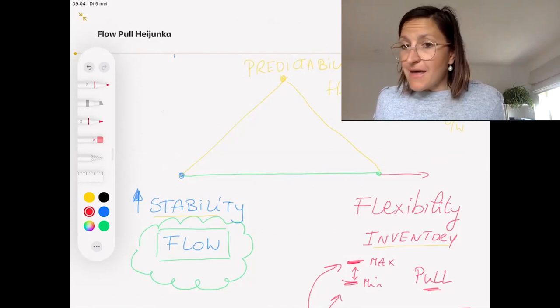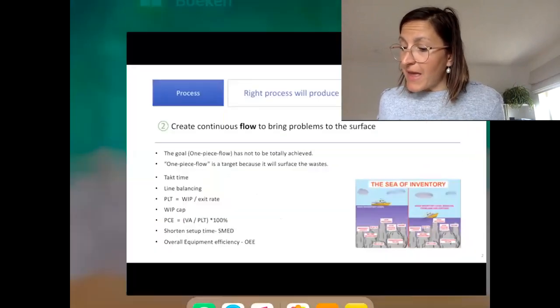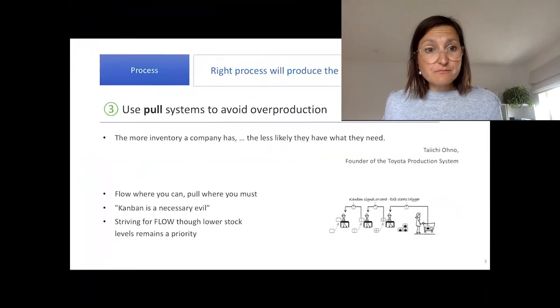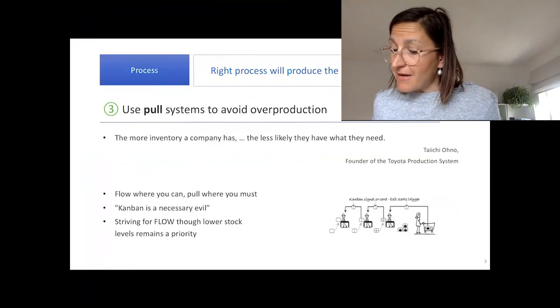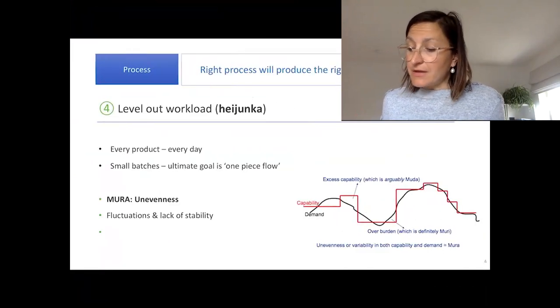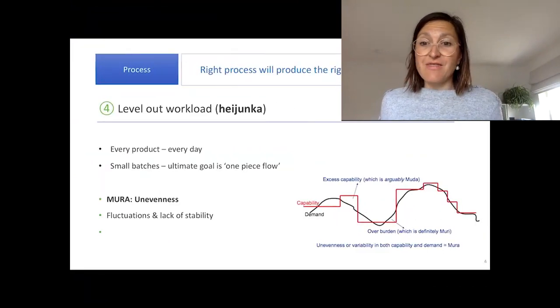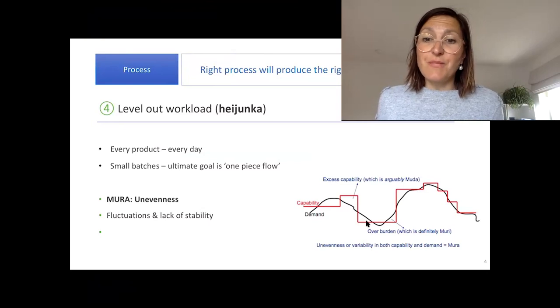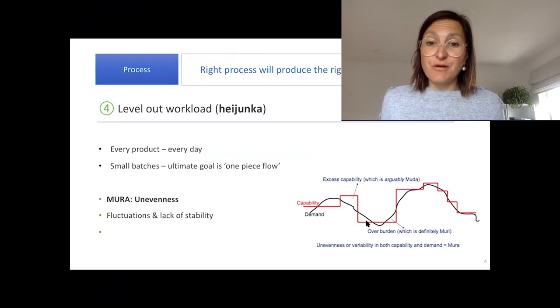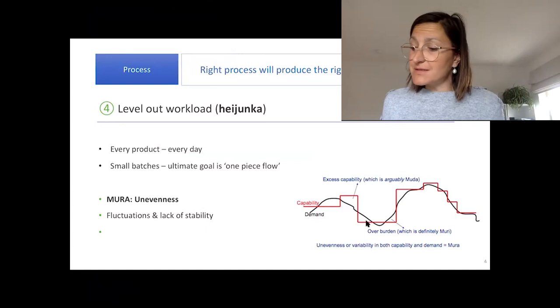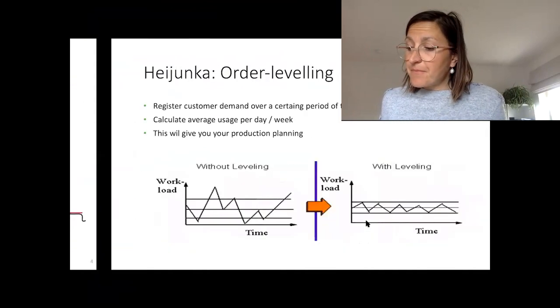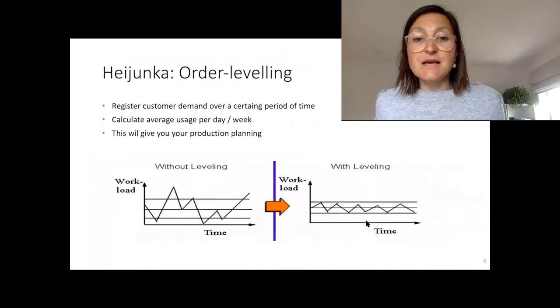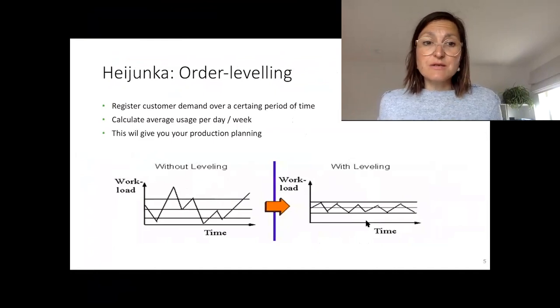The way this helps you: we had flow, we had pull systems to avoid overproduction and over inventory, and we had Heijunka, leveling the unpredictability, the variation of the world, in order to avoid overburden and unevenness. And this is in the slides, how it looks over time.